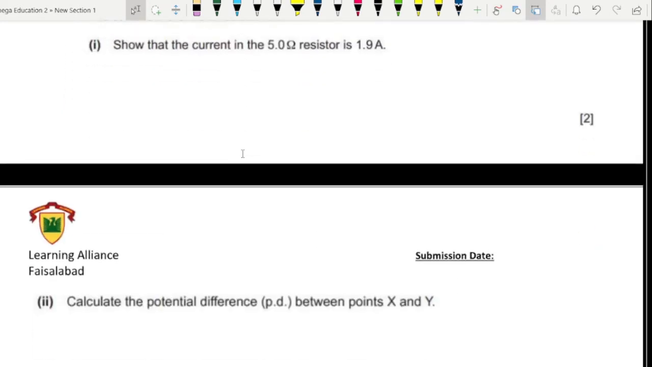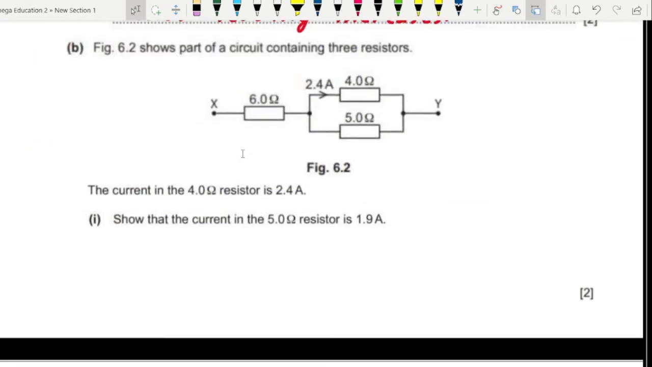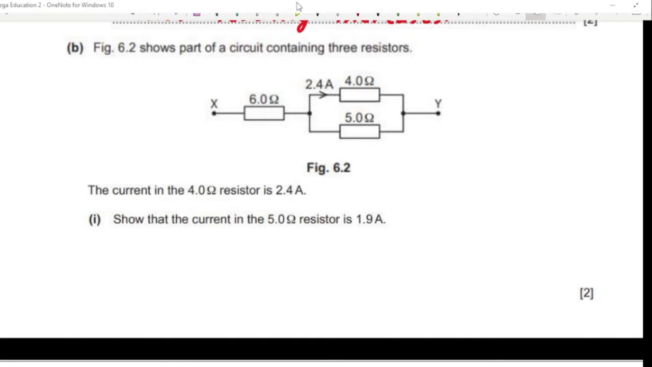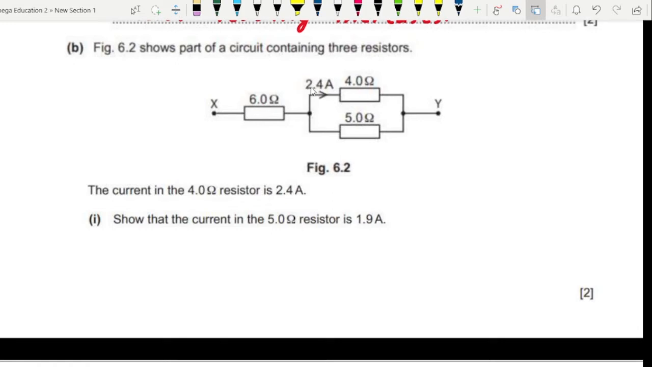This one is of 2 marks and followed by the other one of 2 marks once again. Figure 6.1 shows part of the circuit containing 3 resistors. If you have to read the circuit, then the circuit is read as 2 resistors connected in parallel, these two, followed by a resistor connected in series with those parallel resistors. And the value of current in the 4 ohm resistor is 2.4 ampere. All right, it's given over here, 2.4 amperes. Show that the current in the 5 ohm resistor is 1.9.